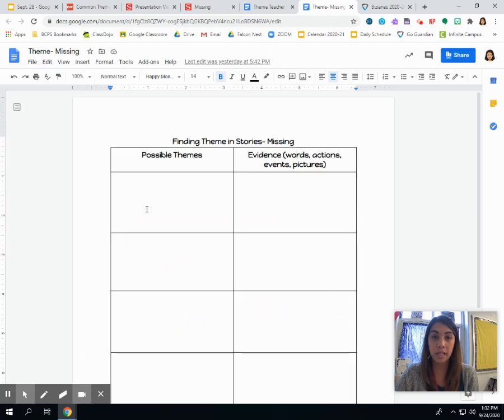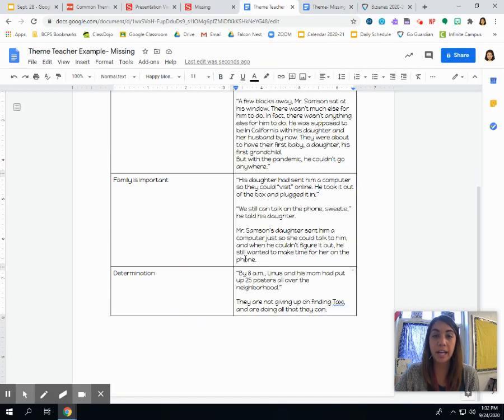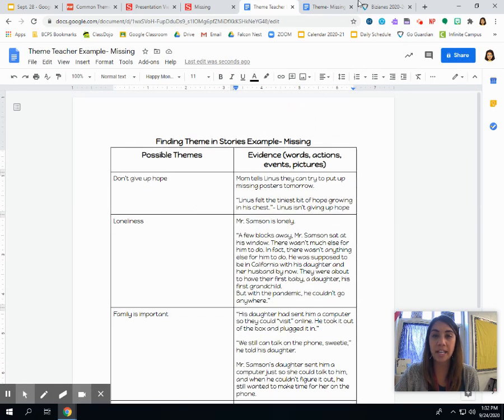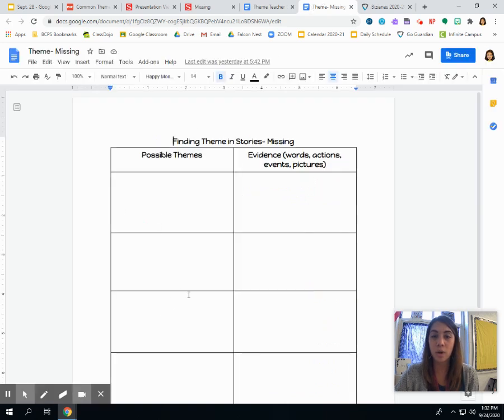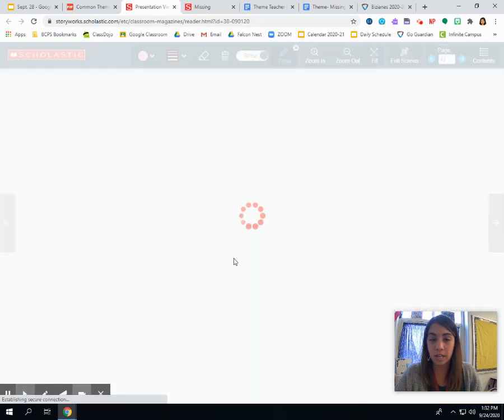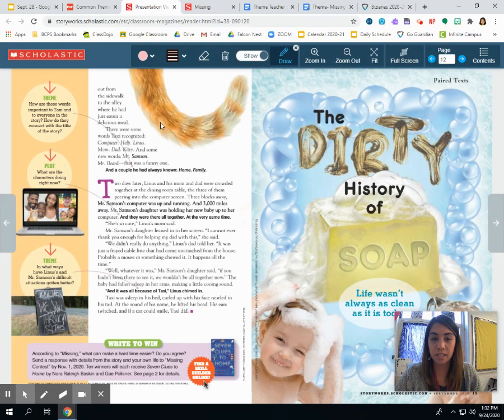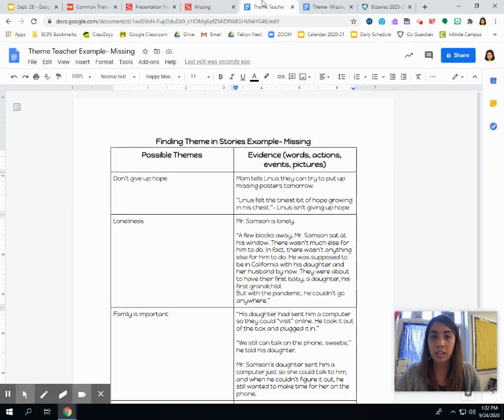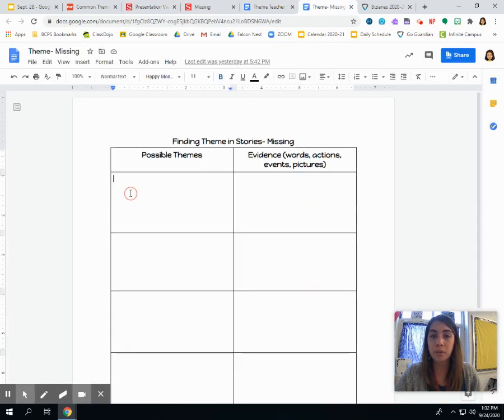Now, this is what it looks like. It looks just like mine, except I already filled mine in, so you need to fill yours in with at least 4 possible themes. Now, I've read this text and I know that there's 4 or more possible themes that you could find throughout the rest of this text. So you're going to read the rest of Missing. You're going to read page 13 and page 14 of Missing, okay? And as you read those, you're going to type possible themes.